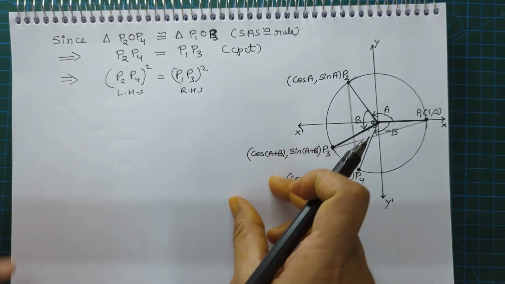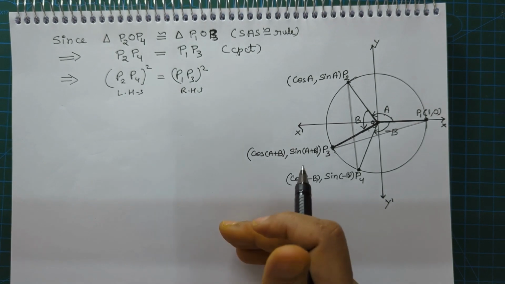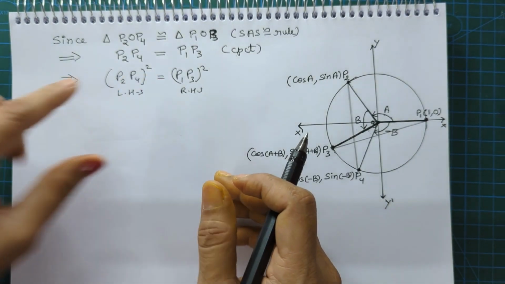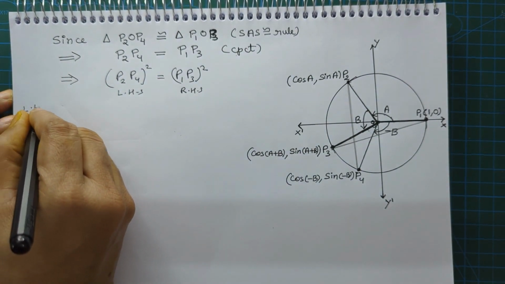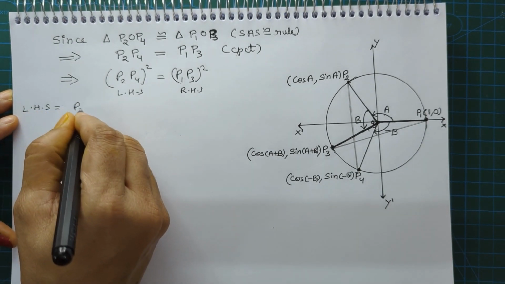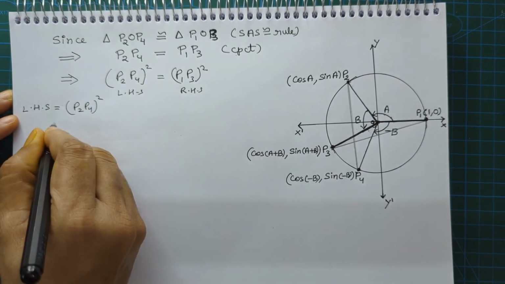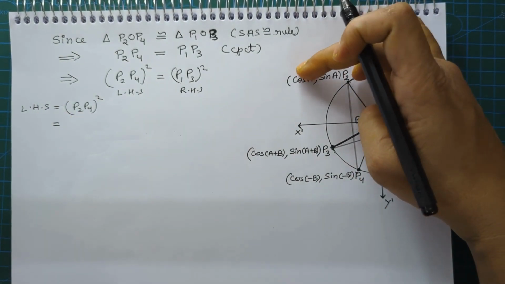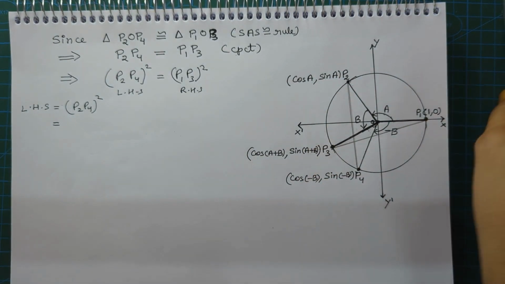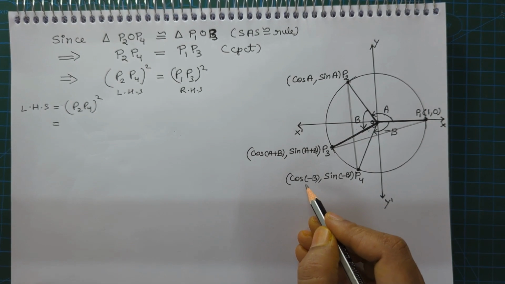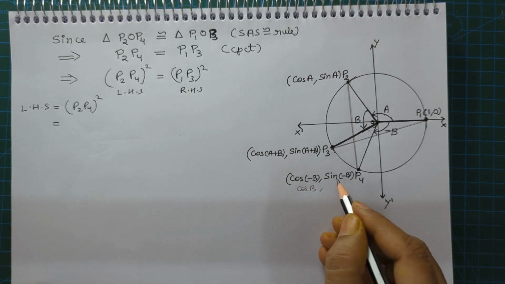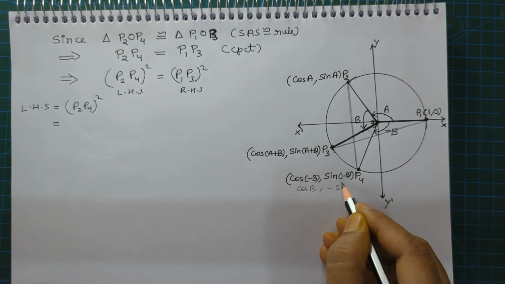Since the expressions when I use the distance formula are going to be too lengthy, I will simplify the left hand side first, then the right hand side, and then we will equate. So first we will find the left hand side, which is P2P4 whole square. You see P2P4, so x1 y1, x2 y2. Here cos of a negative angle, it is an even function, so cos of negative b is actually cos b. Sine is an odd function, that is why sine of negative b is negative sine b.